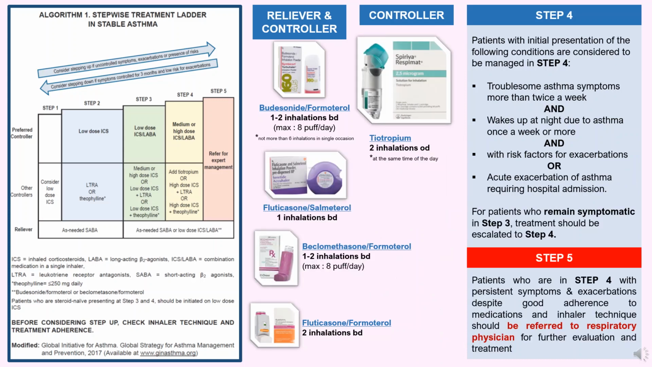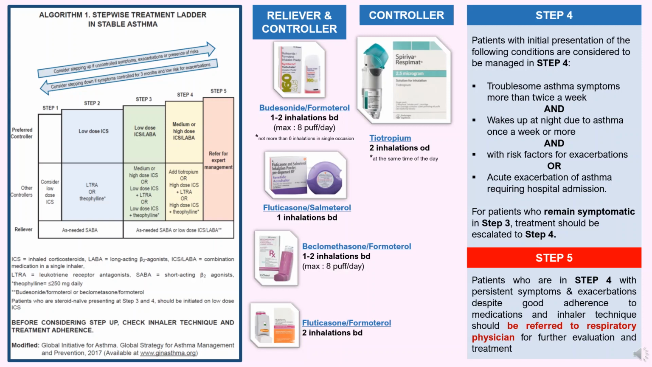Patients in Step 3 that remain symptomatic should be escalated to Step 4, and new patients who experience troublesome asthma symptoms more than twice in a week or wake up at night due to asthma once a week or more, with risk factors for exacerbation requiring hospital admission, their reliever medication should be a combination of inhaled corticosteroid and long-acting beta-agonists such as Symbicort and Foster. This drug acts as preferred controller and reliever. Besides that, Spiriva Respimat, which is tiotropium, can be added on to dilate the bronchioles for long-term effects.